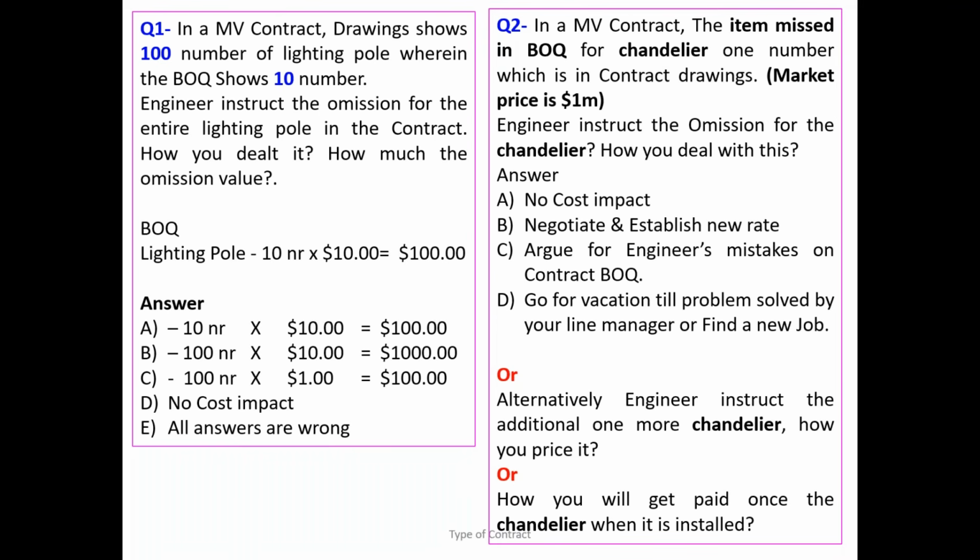So the right answer for the first part is you don't need to worry about the omission, because if you do the job, you get paid. If you don't do any work, you are not going to have the payment. So there is no cost impact. But when it comes to additional work, even though the schedule of rates or measure and value contract is missing the rate, you have to negotiate the rate. So the answer is B. And for the third one, even though your original contract is missing the item, but you still did the work, you have to negotiate and agree the rate.